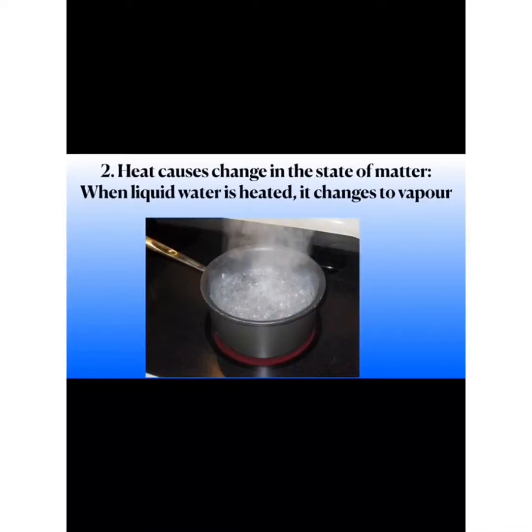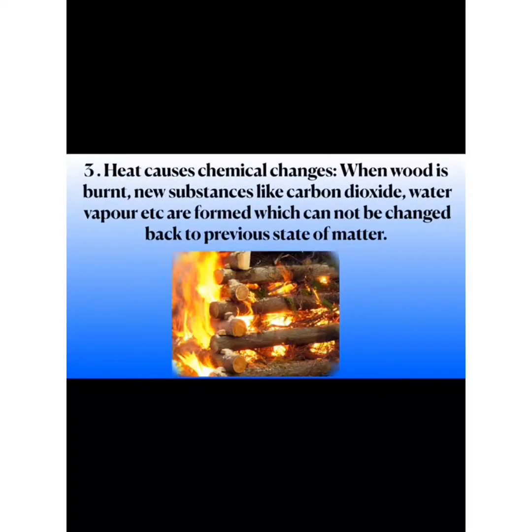When the water is heated, it changes into vapors. It causes chemical changes. When the wood is burned, new substances like carbon dioxide, water vapors, and a black substance, ash, are left after burning, which cannot be changed back to the previous state of matter.